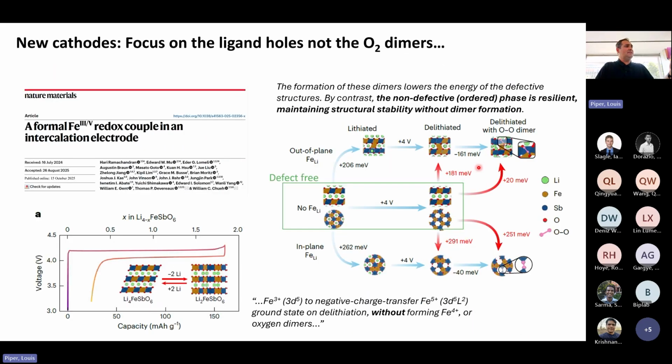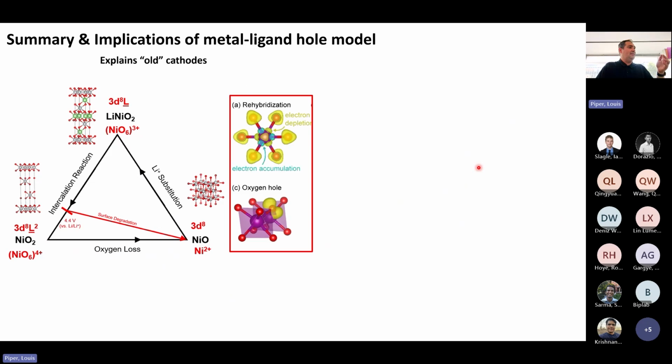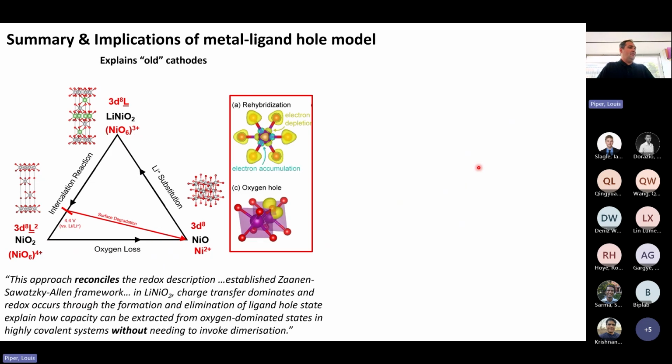And other groups have now started to talk about using ligand hole theory to come up with new types of battery cathodes. So this is a way we can start exploring new candidates. So nice work from Stanford with Will Chueh's group, where they did a really nice iron 3+ 5+ compound where they could show it was based on a ligand hole description where you didn't need to have oxygen dimers. And this would help explain old cathodes and reconcile them with more established frameworks in condensed matter physics.